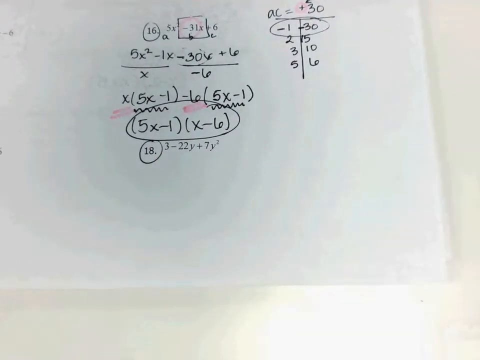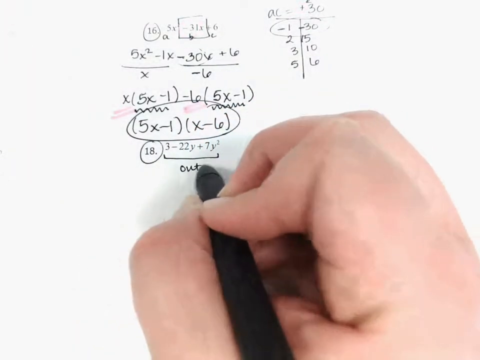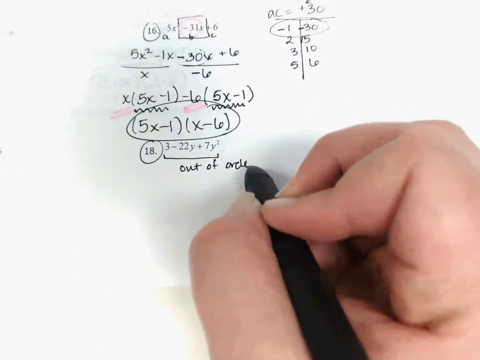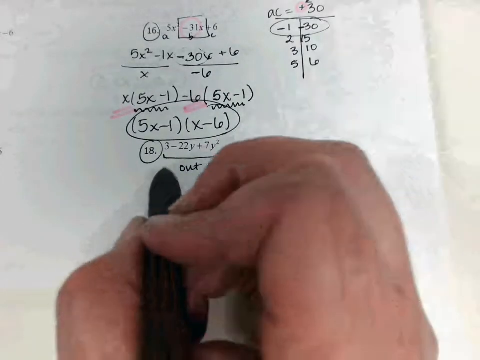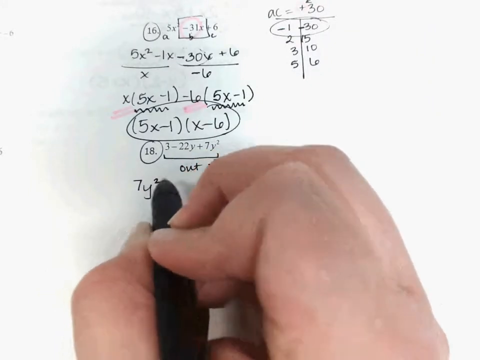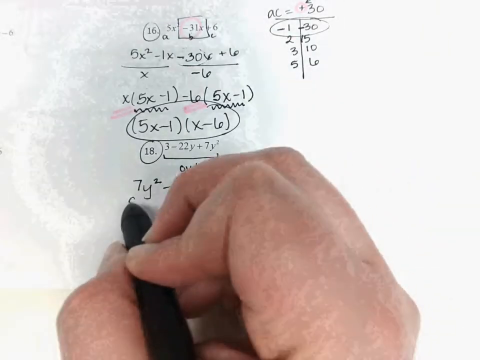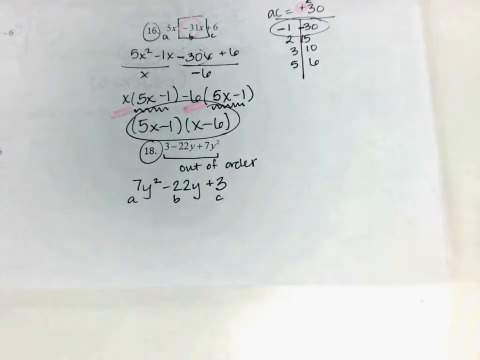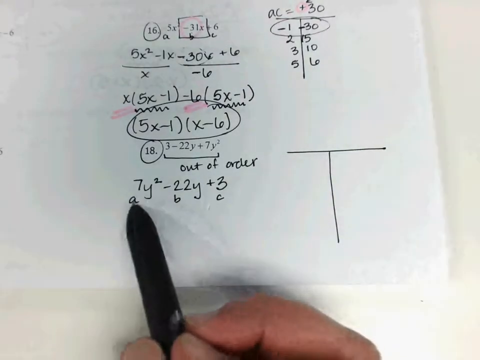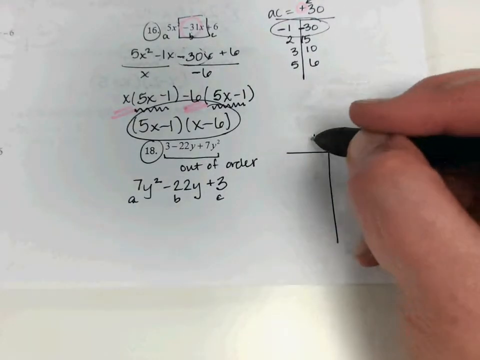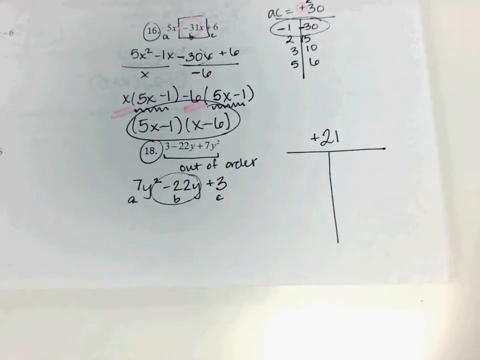Last one, number 18. First thing that you should notice is that that guy is out of order. And that means that you have to fix it before you can factor. So I'm going to let my 7y squared come first. My minus 22y is going to come second. My plus 3 is going to come third, so that it's A, B, C. Okay, then at the top, A times C is 7 times 3. That's a positive 21. And I need them to add to be negative 22.